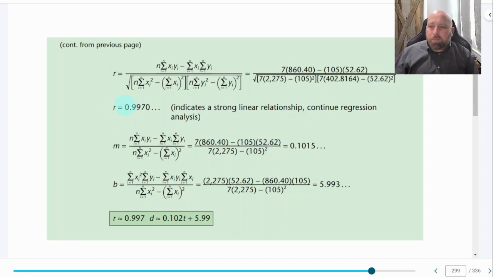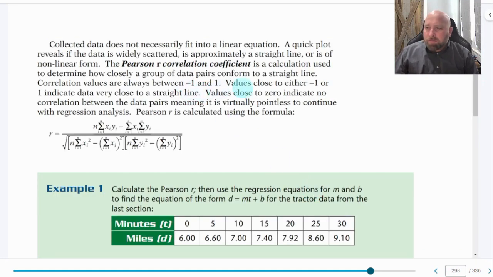Okay, so now once you have the R right here, notice it says this indicates a strong linear relationship, continued regression analysis. If your number is way far away from 1, so if it's like 0.09, the data is going to be so spread out, it's not worth doing it. And there's some information here on this previous page. So values close to either -1 or 1 indicate very close to a straight line. So since we're very close to 1, that's going to work. Values close to 0 indicate no correlation, and so you might as well not even keep going with it. But so here we are.